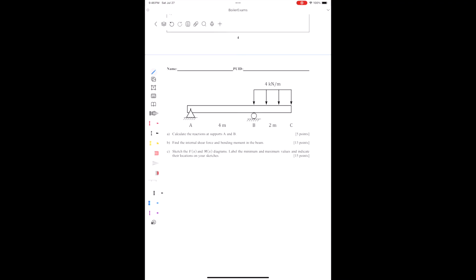So, pretty straightforward question. Solve for the reactions, use those reactions to help find the internal shear and bending moments, then use the equations you found in part B in order to create your diagrams. So let's go ahead and start with part A, calculating our reactions. So let's go ahead and start by drawing our free body diagram.